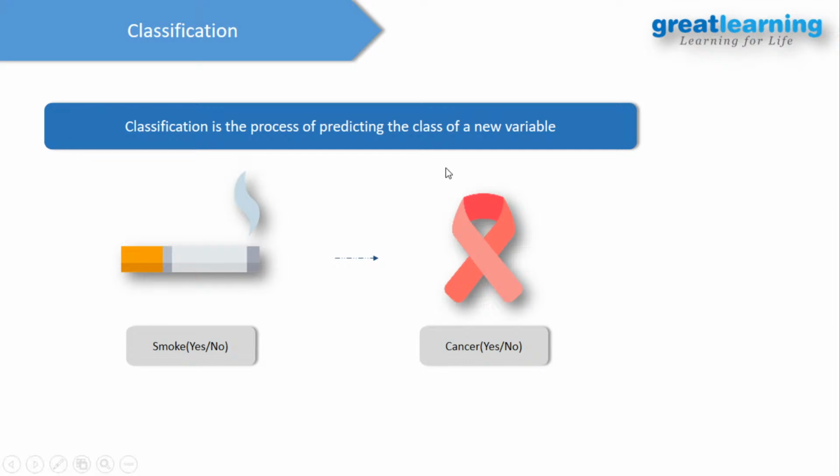So I am trying to classify. It's a classification process, isn't it? I'm trying to classify whether I can tag this person as having cancer or not having cancer. A very simple example of classification.